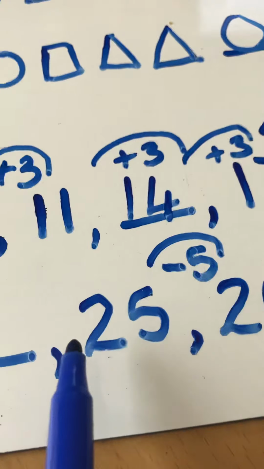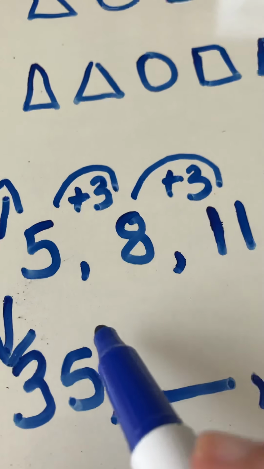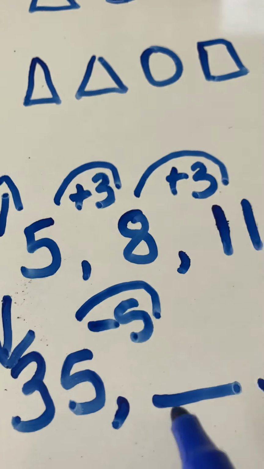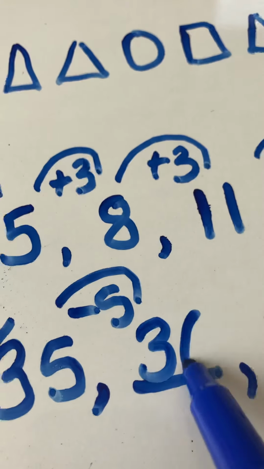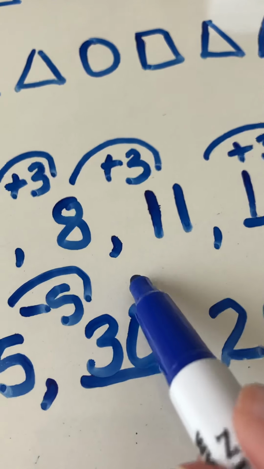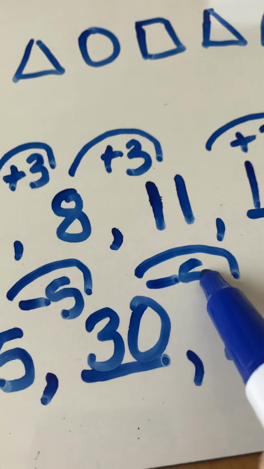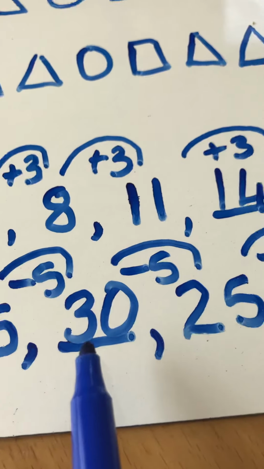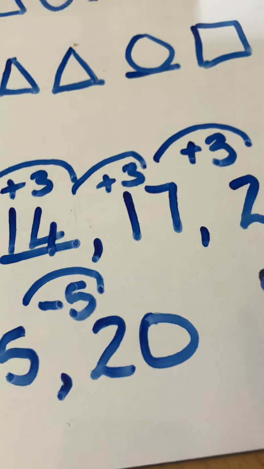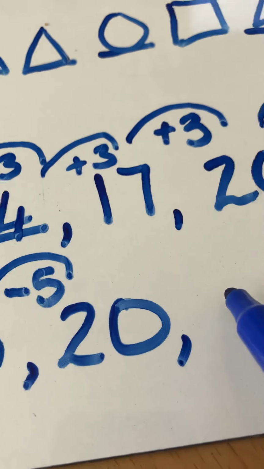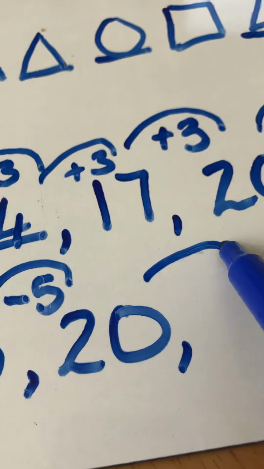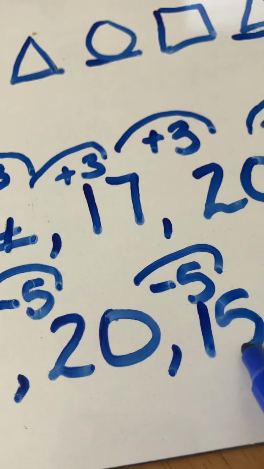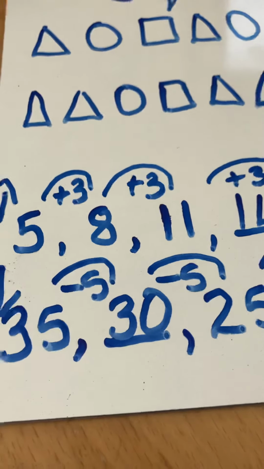So let's see if that pattern will work if we take away 5 here. So what is 35 take away 5? That's right, it's 30. Let's see if it works. What's 30 take away 5? That's right, it's 25. So we've got 35, 30, 25, 20. What would be the next one? Well, we'll have to take away 5 again. 20 take away 5 is 15. And we'd carry on that way.